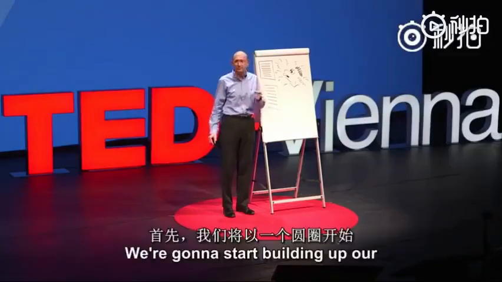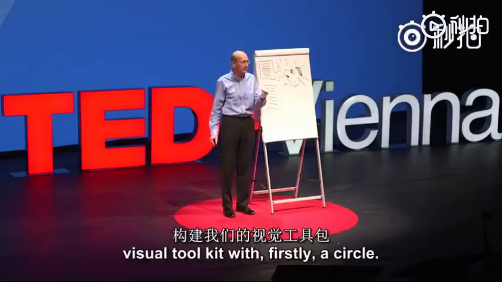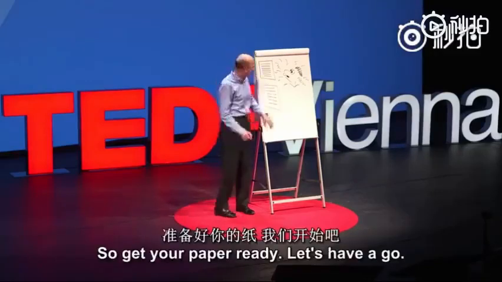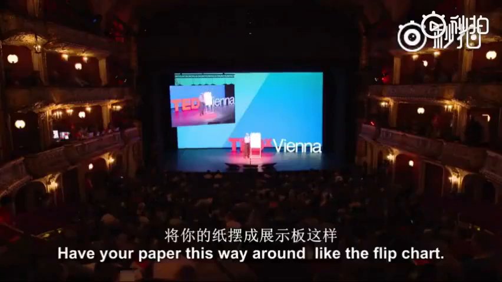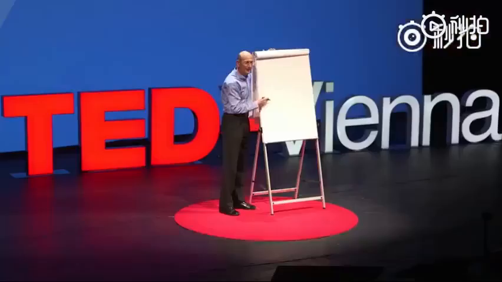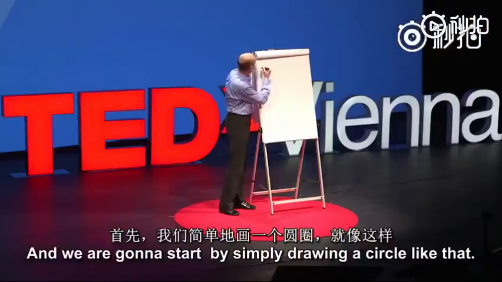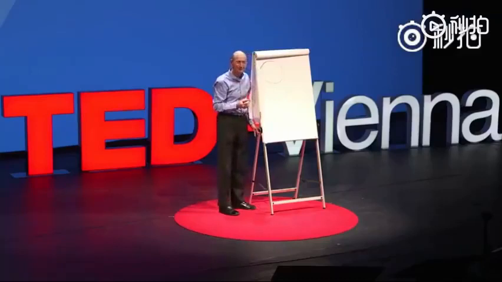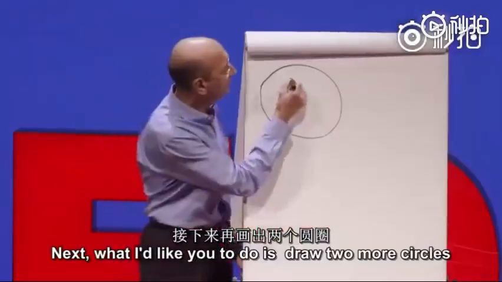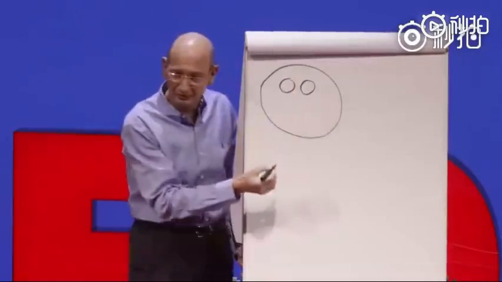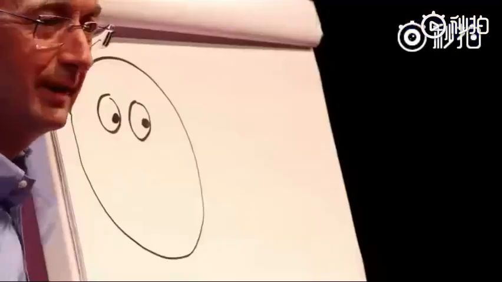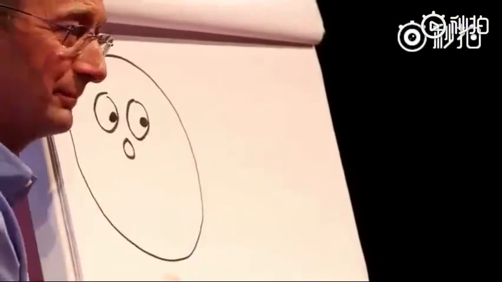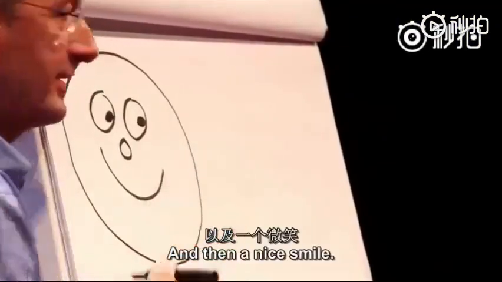We're going to start building up our visual toolkit with firstly a circle. So get your paper ready. Let's have a go. Have your paper this way round like the flip chart. And we're going to start by simply drawing a circle like that. Next, what I'd like you to do is draw two more circles and make them into eyes. Then a nose, and then a nice smile.